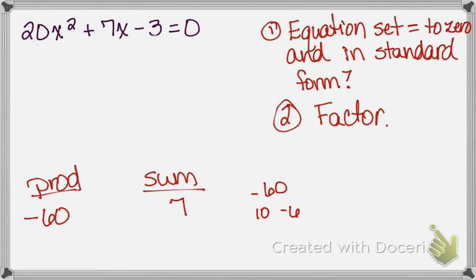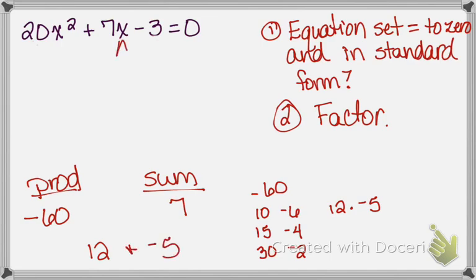That's not going to work. Positive 15 and negative 4. That's not going to work. Positive 30 and negative 2. That's not going to work. What else equals 60? 12 and 5. So 12 times negative 5. Those are my two numbers, 12 and negative 5.